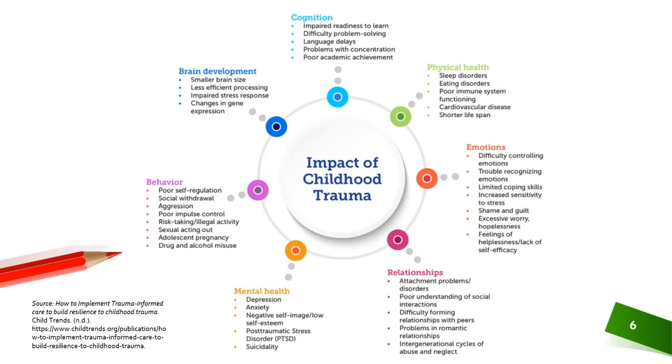Later in life, problems with romantic relationships and the intergenerational cycle of abuse and neglect are common. If one's not able to work through the impact of their childhood trauma, it's highly likely that they will repeat the cycle with their own children.